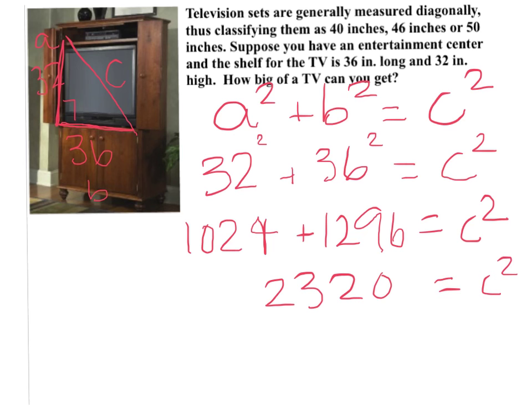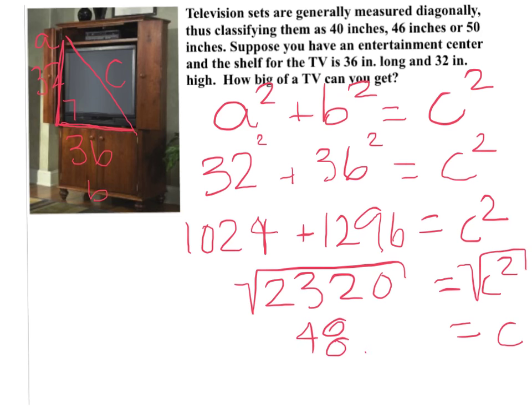And if you remember from the 6.1 lesson, to undo the squared term, I'm going to need to take the square root of both sides. So the square root of C squared is C, and the square root of 2,320 is about 48.2 inches. So the biggest TV I could probably get would probably be a 48-inch TV, leaving 2/10 of an inch on either side as room to slide the TV in and out.